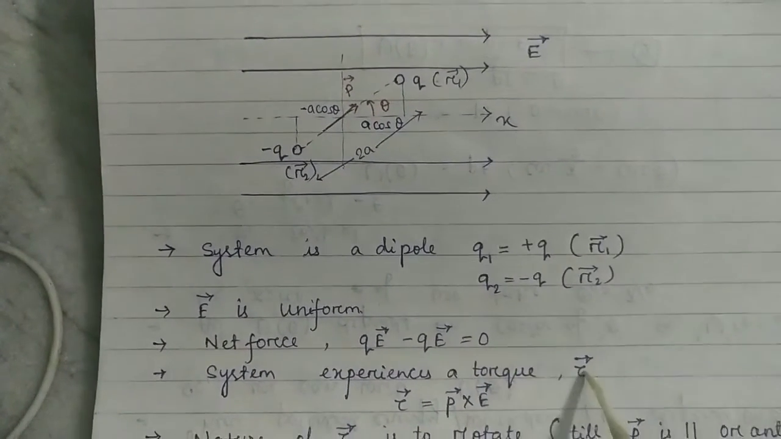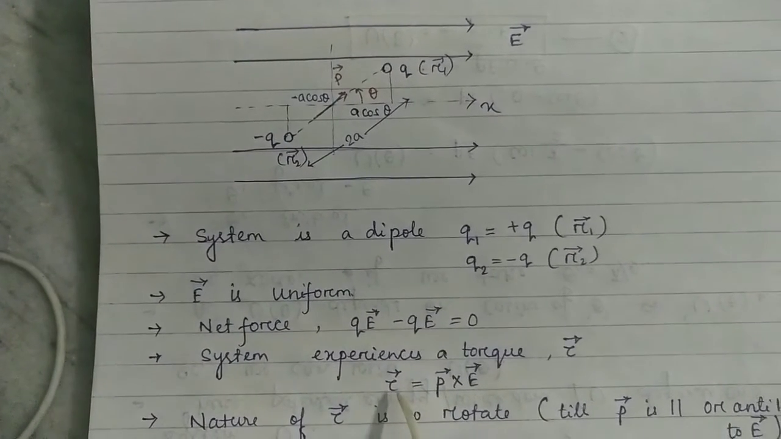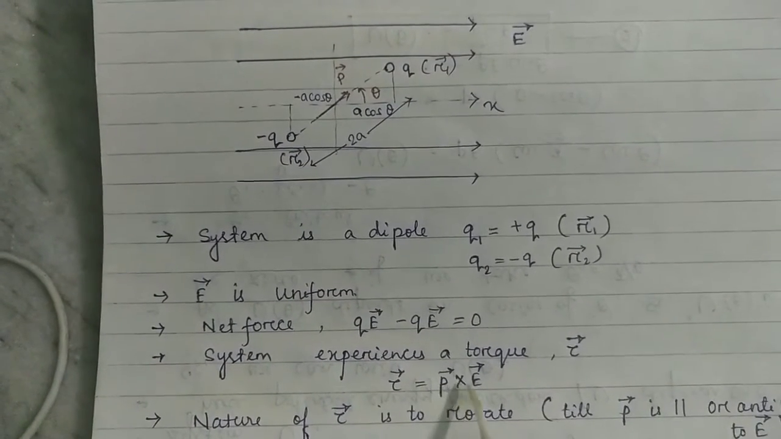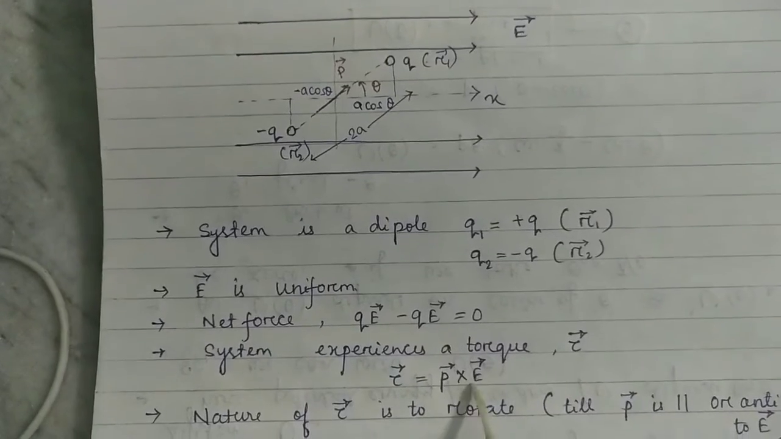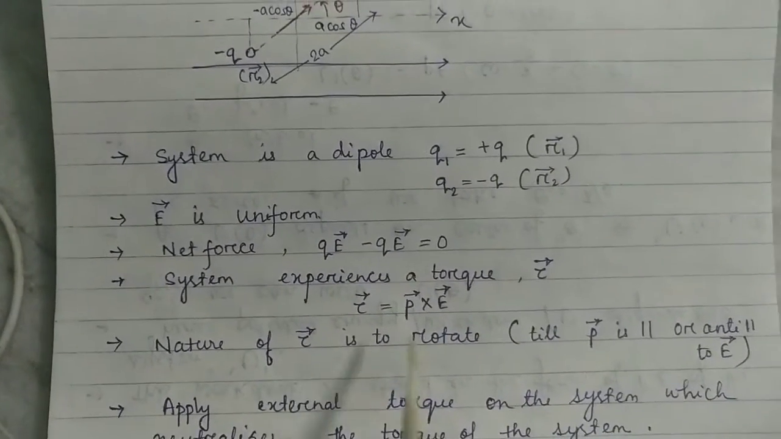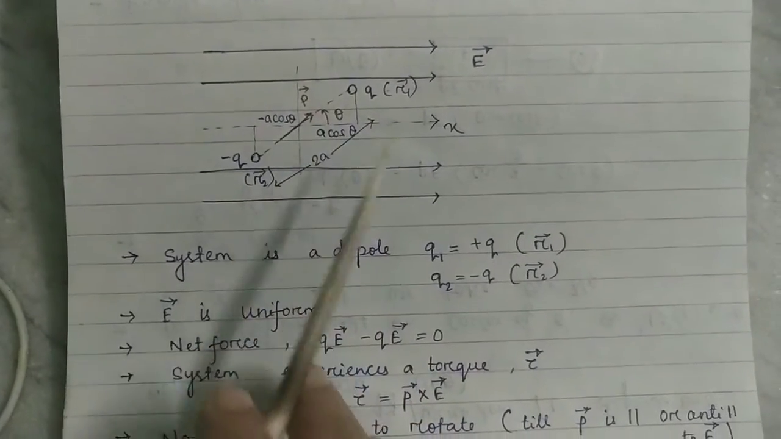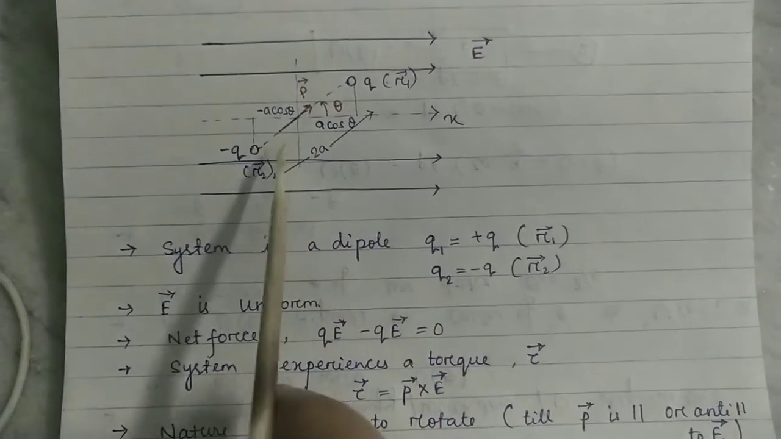Torque tau vector. And what is the tau vector? We have already discussed, that is tau vector equal to P vector cross E vector. And what is the nature of the torque? The nature of the torque tau is to rotate. Now the system will be rotating. Okay, when will it rotate?